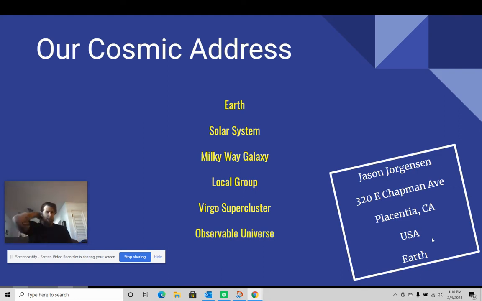And so if we want to look at Earth's cosmic address, we are on Earth, and then as we go from there, we have our solar system. So we're getting a little bit bigger. Our solar system is part of the Milky Way galaxy, and that Milky Way galaxy is part of the local group of galaxies that we're around, and that is all within the Virgo supercluster, which is within the observable universe. So you'll learn about the observable universe in that video.